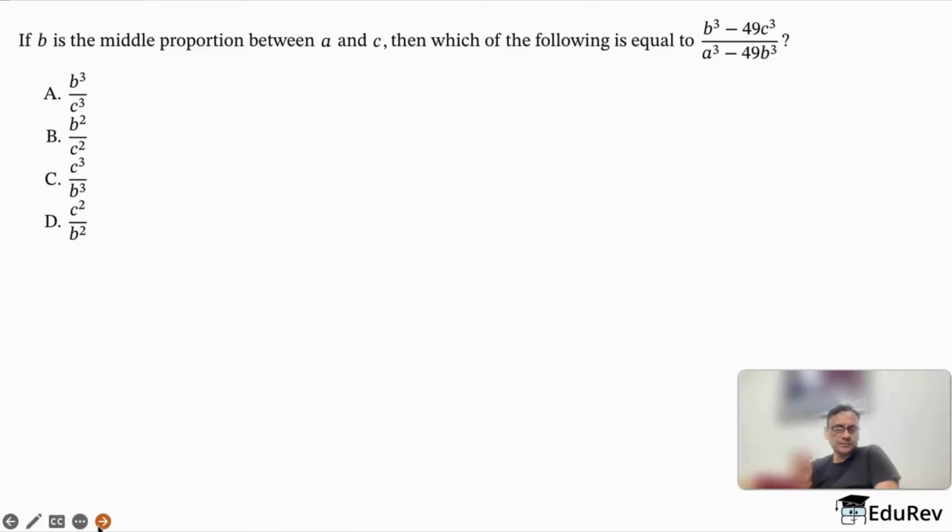Let's do one more question. This is slightly more interesting. If b is the middle proportion between a and c, same thing. So b square is equal to ac.